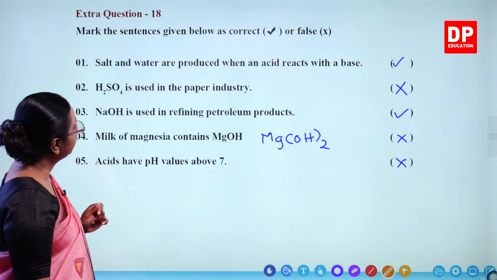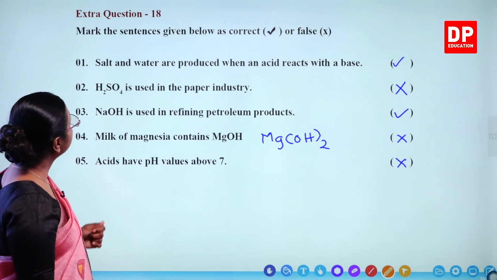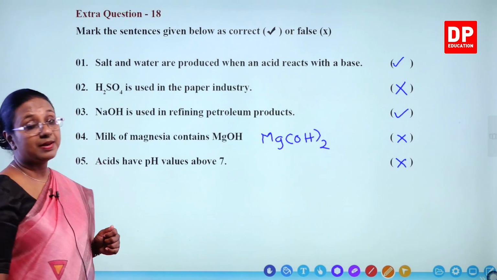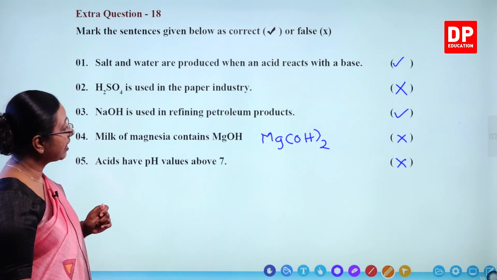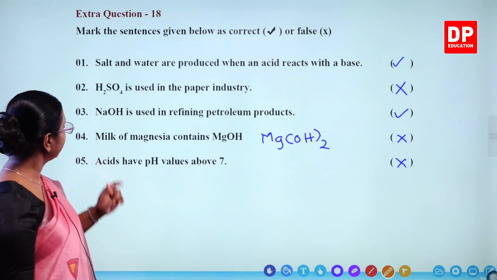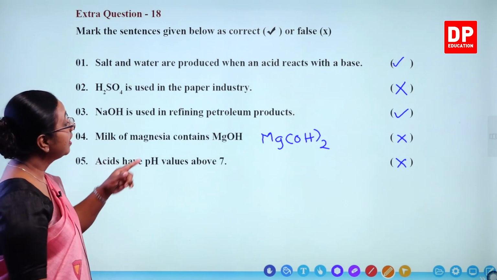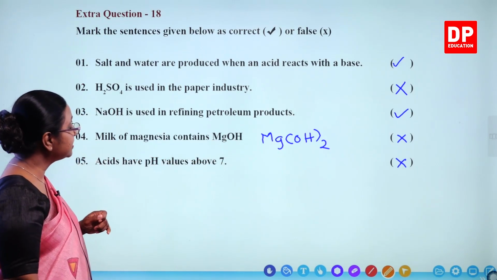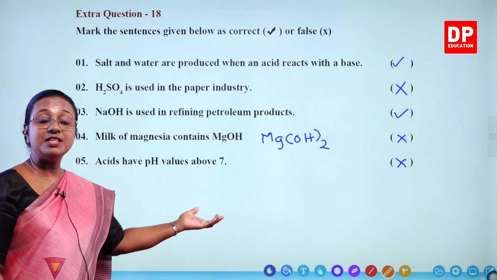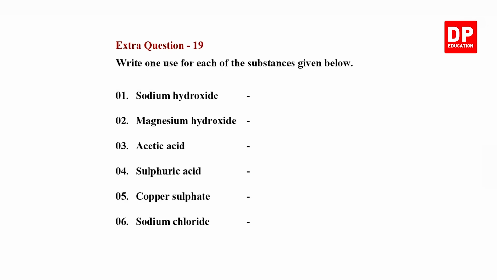Salt and water are produced when an acid reacts with a base. That is correct. Sulfuric acid is used in the paper industry. That's wrong. Sodium hydroxide is used in refining petroleum products. That's correct. Milk of magnesia contains magnesium hydroxide. Their MgOH is wrong. And acids have pH values above 7. That is also wrong. With that, I will move on to the next one.